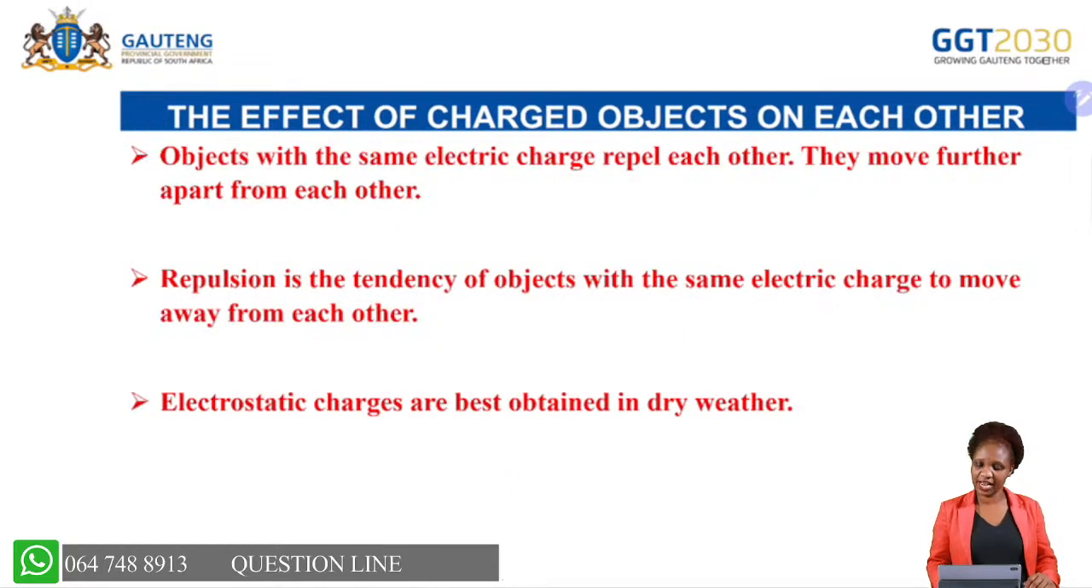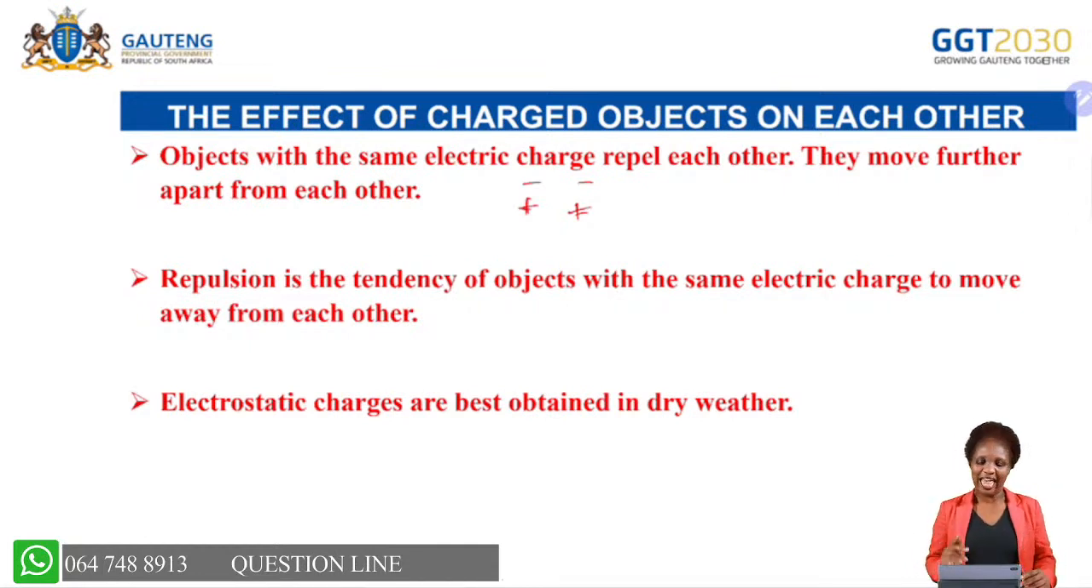The effect of charged objects on each other. Let's look at the effect of charged objects on each other. Objects with the same electrical charge repel each other. If it is negative and negative, these are like charges. They are going to push each other away. We say they repel each other. Even if it is a positive charge and a positive charge, this object is positively charged and this one is positively charged. If you bring them together, what's going to happen? These are like charges. They are going to repel each other.